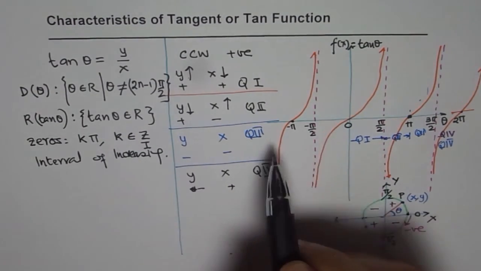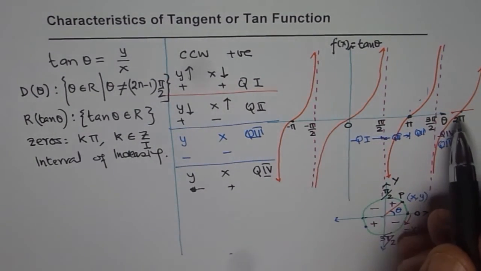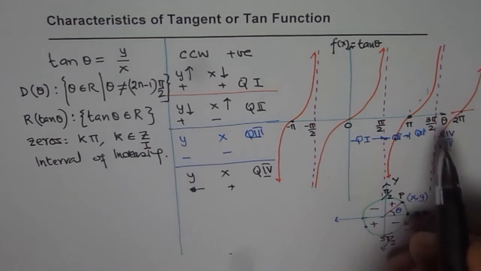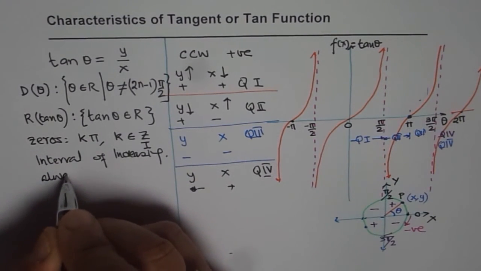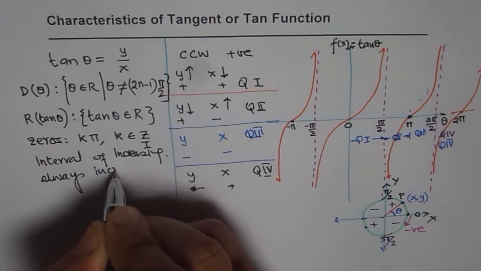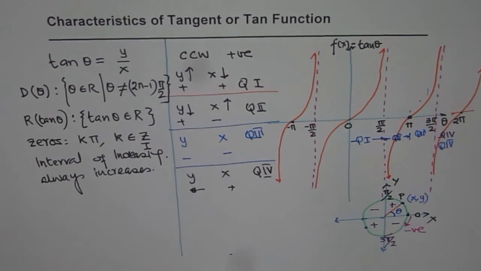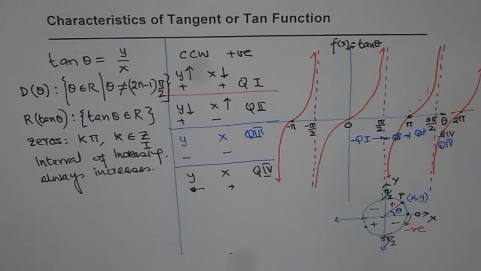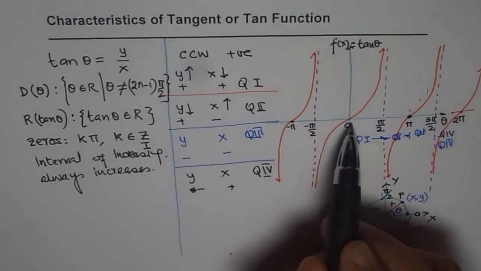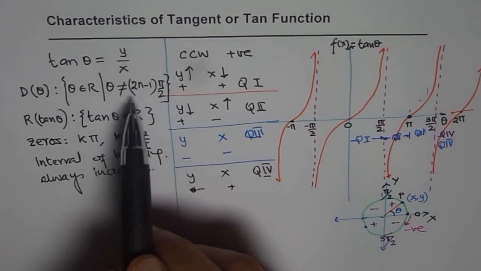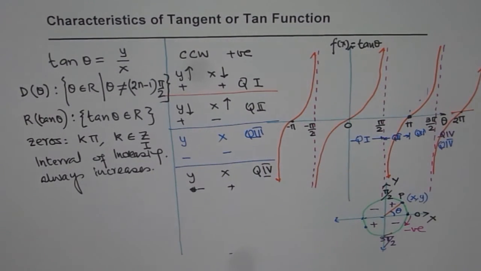You will see in its domain, it increases all throughout. Do you see that? It always increases as you move from left to right, right? The important thing is there are a few points which are not in the interval, that is, not in the domain. So that is how you can write the characteristics of the tan function.